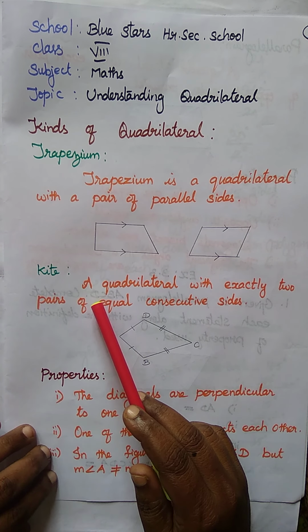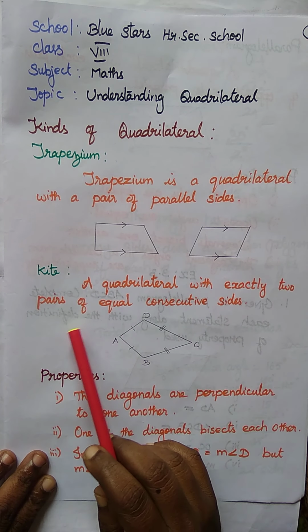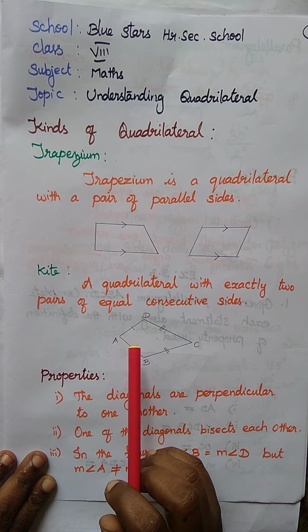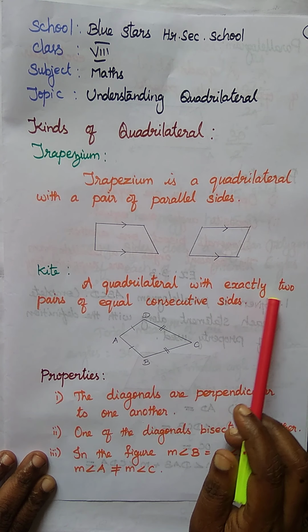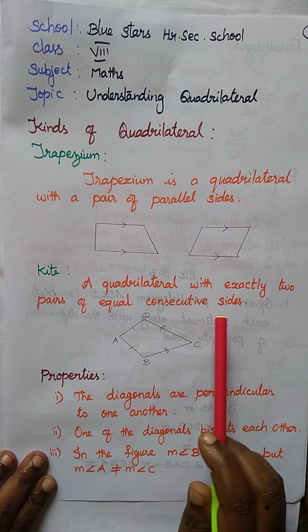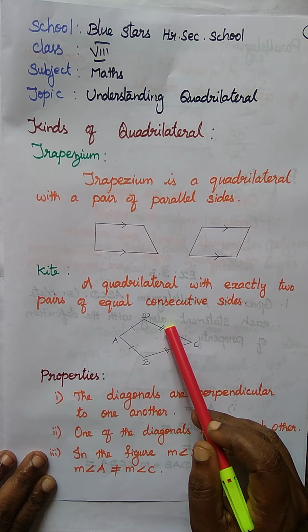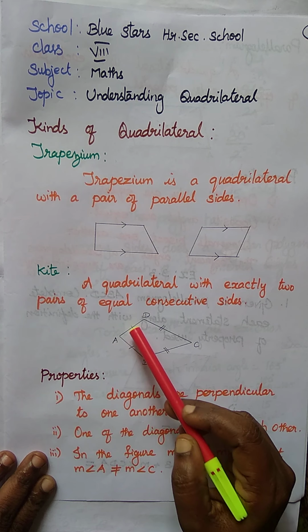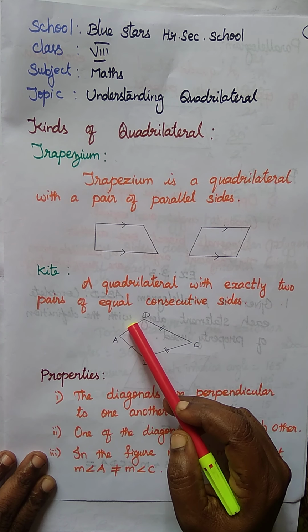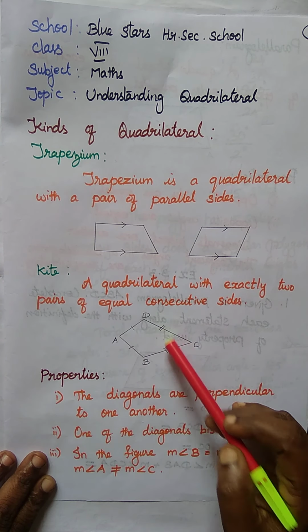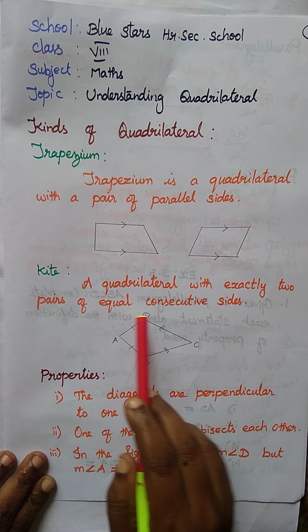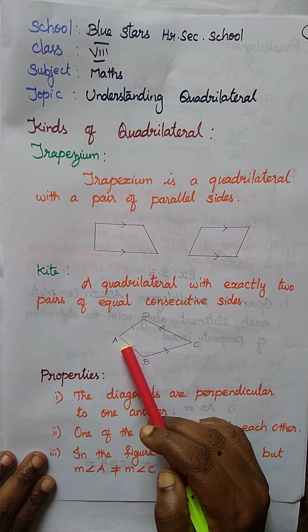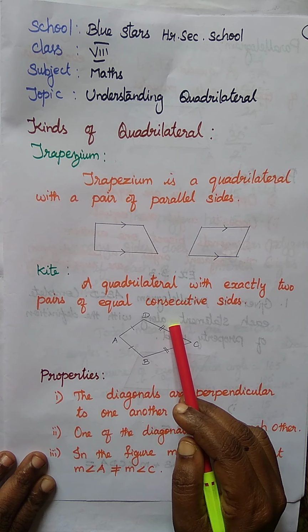Next one is kite. What is the meaning of kite? A quadrilateral with exactly two pairs of equal consecutive sides. The kite is also a quadrilateral. See, these two sides are consecutive. These two sides are equal, and it's a pair. One pair, then another pair, so there are two pairs of equal consecutive sides. Consecutive means these two adjacent sides are equal, then the next two sides are equal.